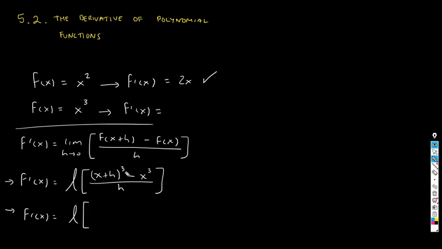This is a binomial to the cube. I hope you remember how to raise it very quickly. It's going to be this. It's one of those things that it's a good idea to have memorized.